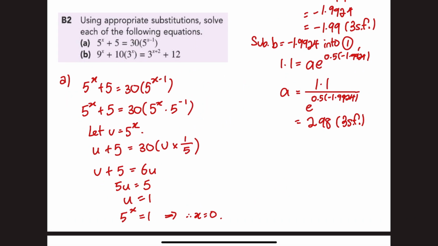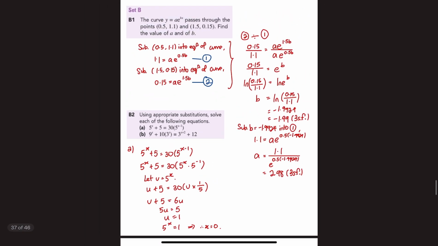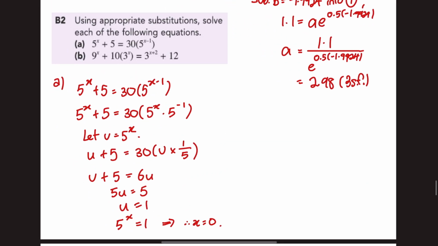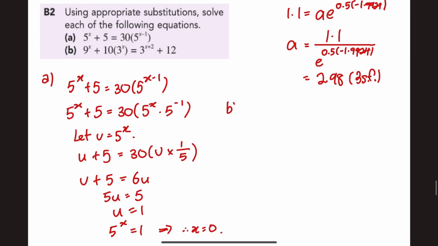Alright, so now let's look at part B. Okay, maybe let me shift this up so that I can have more space to write. Okay, let's look at part B now. I have 9 power x plus 10 times 3 power x equals to 3 power x plus 2 plus 12. One important thing to do whenever I see unknown powers but different bases, you must always try to make them the same base, and I try to separate all the bases with power x.